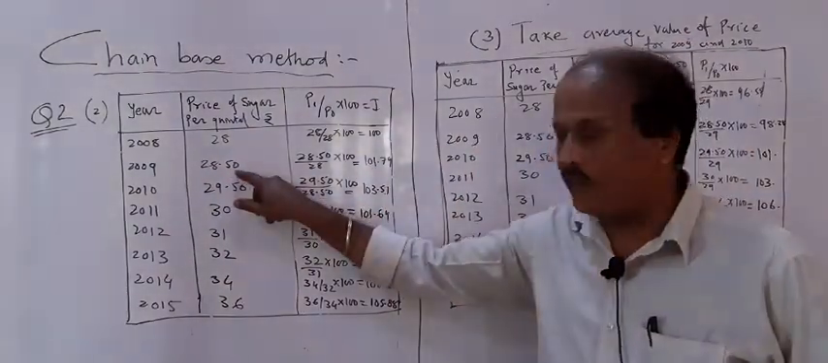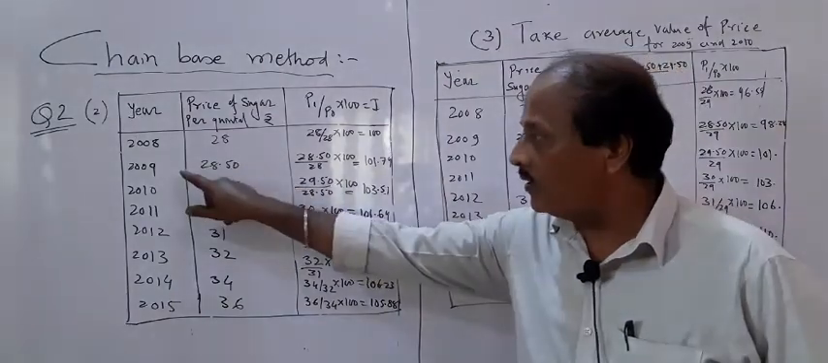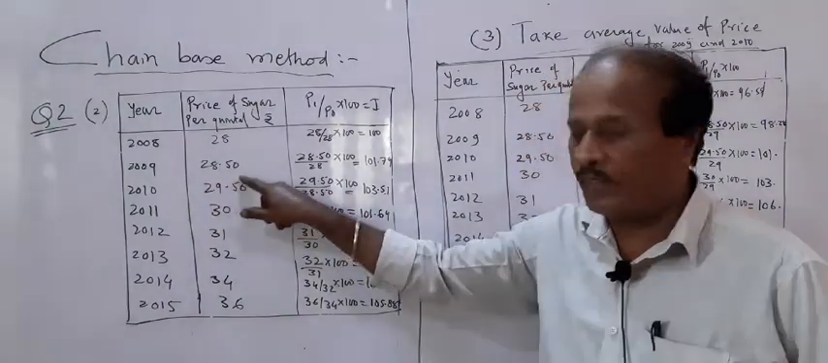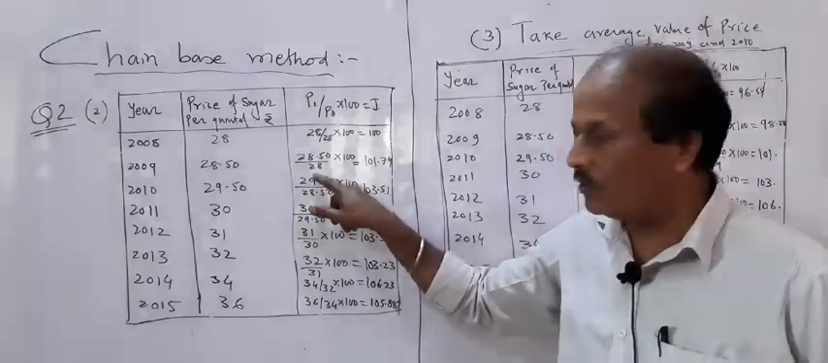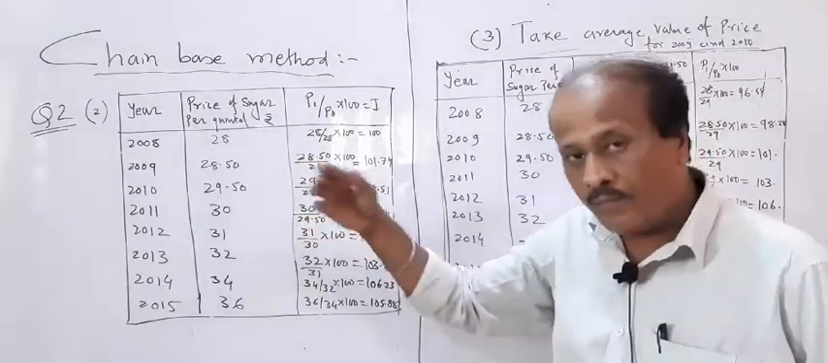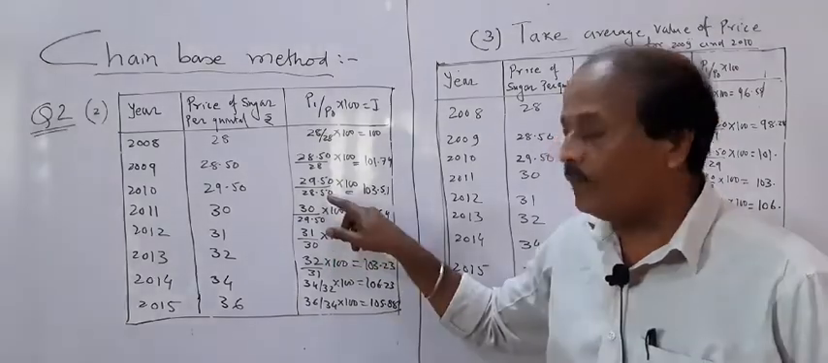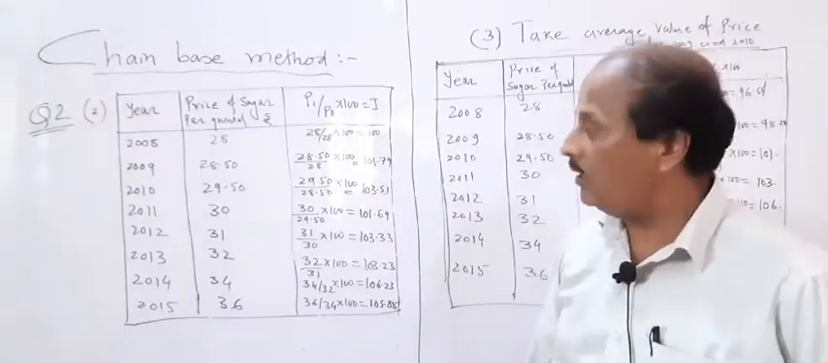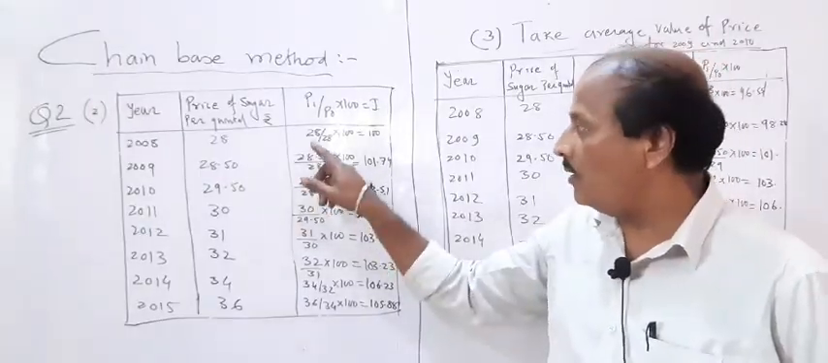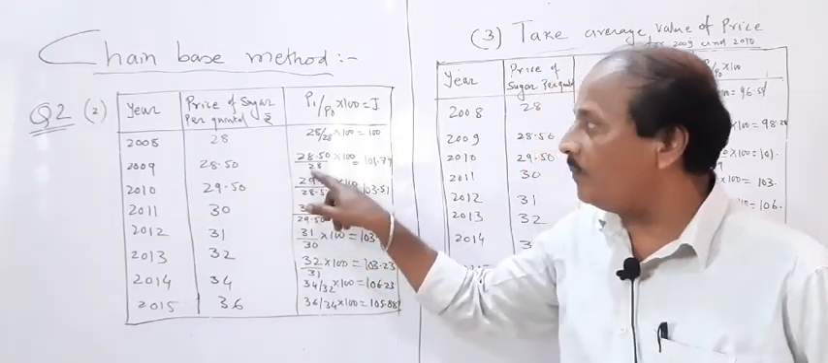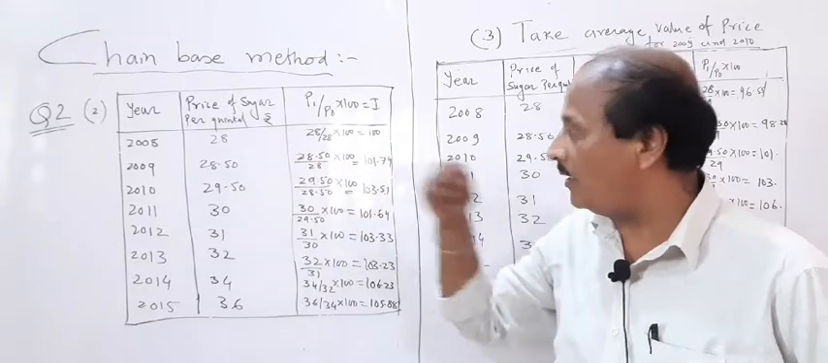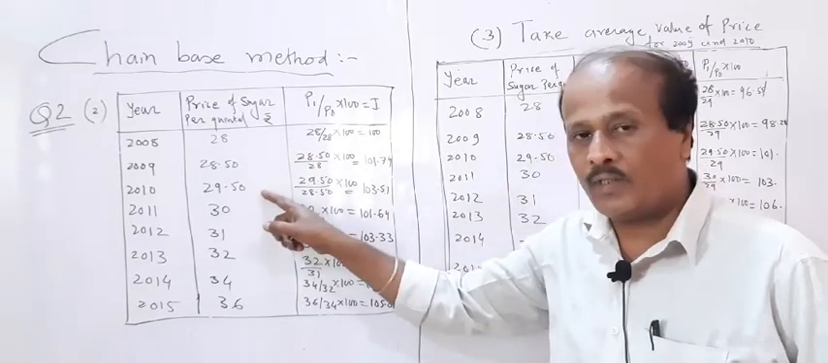But see the second one. 2009's price is 28.50, so 28.50 divided by 28. What you will do? Every successive year, the base year's value is going to change. For example, 28.50 is the current year's price, divided by the previous year's price 28. Then see the calculation of the third one.